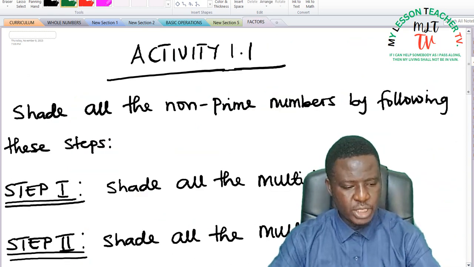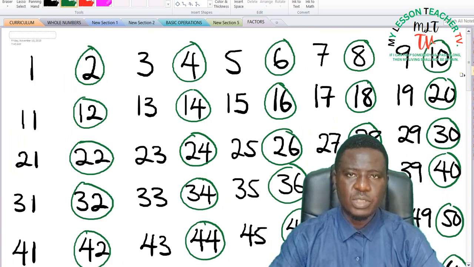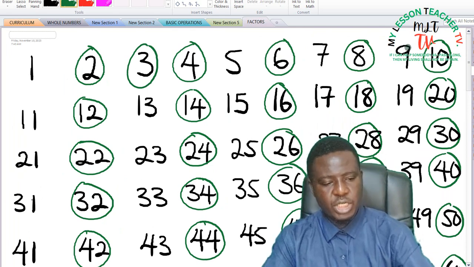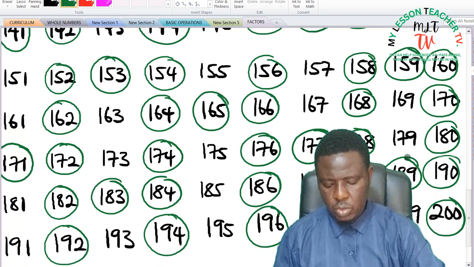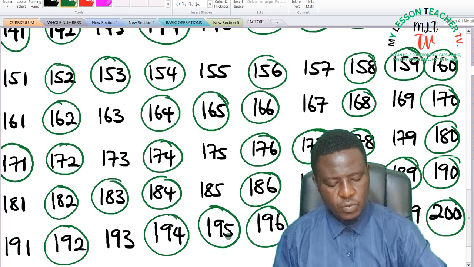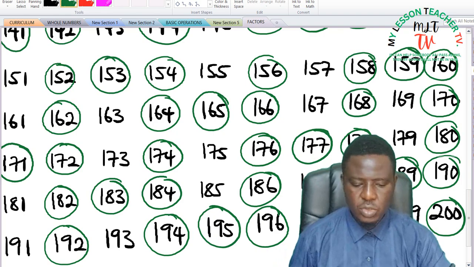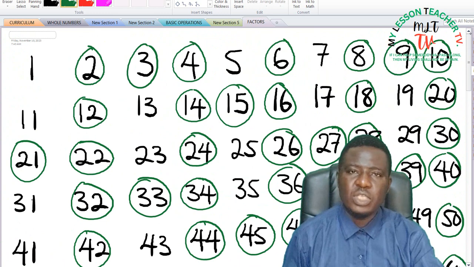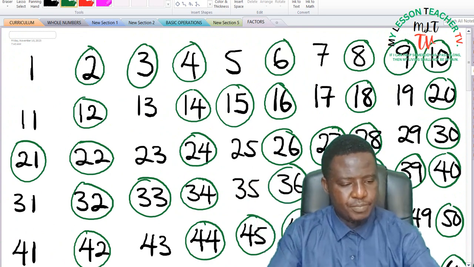Step 2 says we should do the same by shading all the multiples of 3. This includes 3. 6 has already been shaded, so you don't shade it again. Then 9, 12, 15, and so on, up to 198. Okay, so these are the multiples of 3 between 1 and 200. What we are trying to do is to get all the prime numbers between 1 and 200.